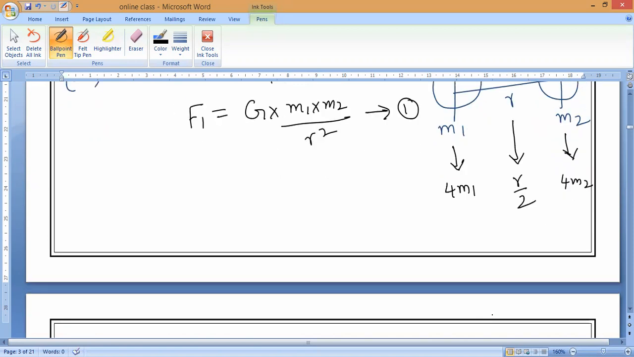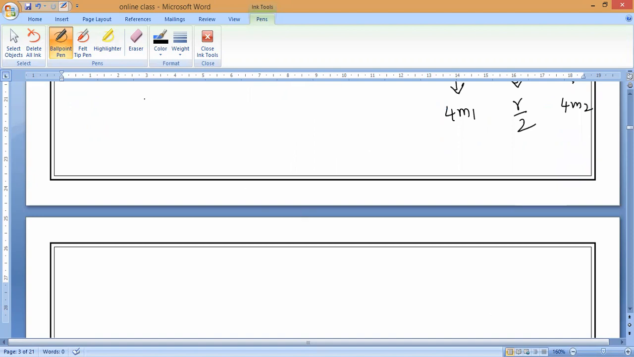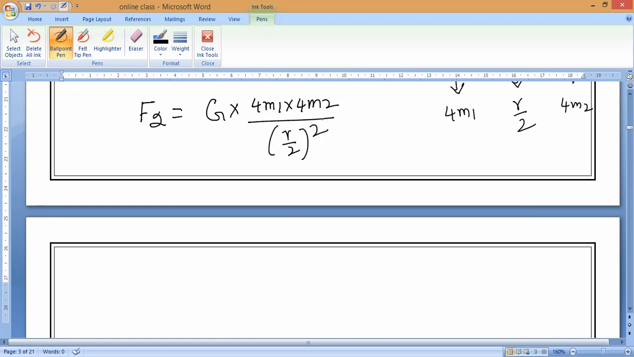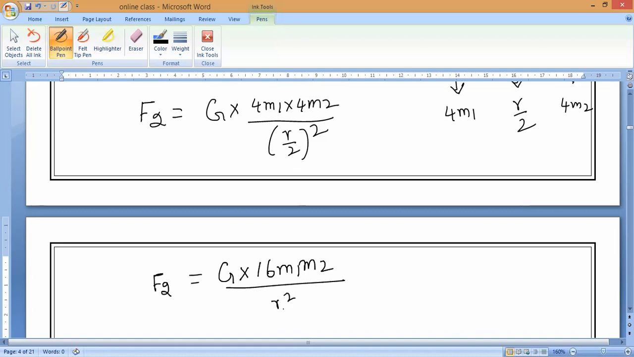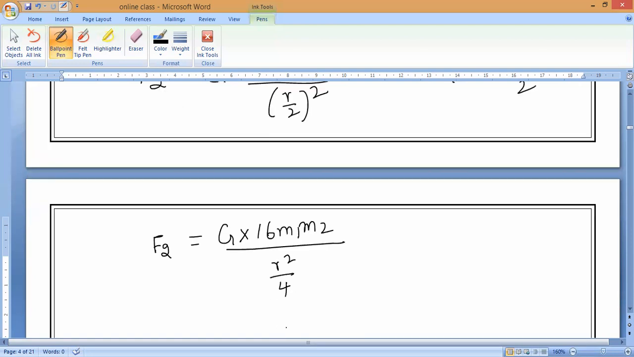So now in this case, how to proceed? Everybody should say. The new force F2 is equal to G into 4m1 into 4m2 divided by R by 2 whole square. Now F2 is equal to G into 16 M1 M2 divided by R square divided by 4, because this becomes R square divided by 2 square, which equals R square divided by 4.